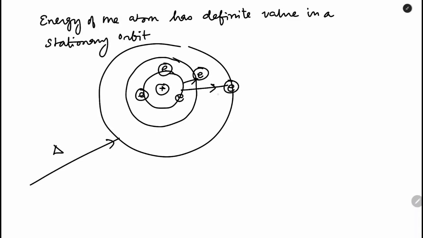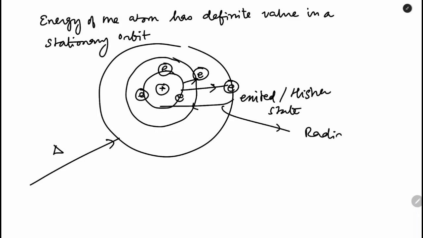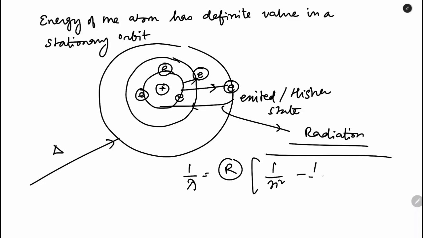And then the electron, since it has gone up to the excited state or the higher state, it will come back. When it comes back, it will emit radiation. And this is described by that old formula, 1 by lambda is equal to R into 1 minus n square by m square. So this was the whole idea. And we will see how this thing happens.